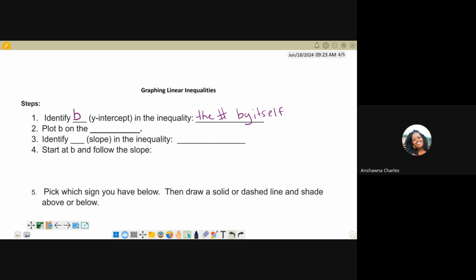All right, so B is the number that is by itself. Then you're going to plot B on the y-axis. Then you're going to identify the slope, which is M, in the inequality. And that's the number in front of X. You're going to identify M, which is the number in front of X.